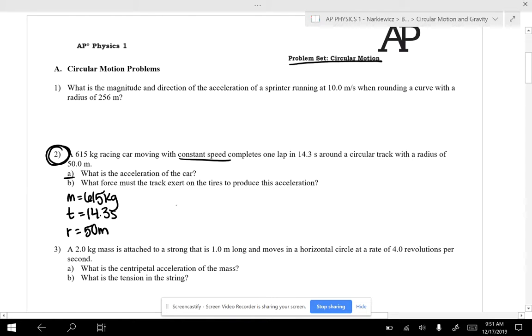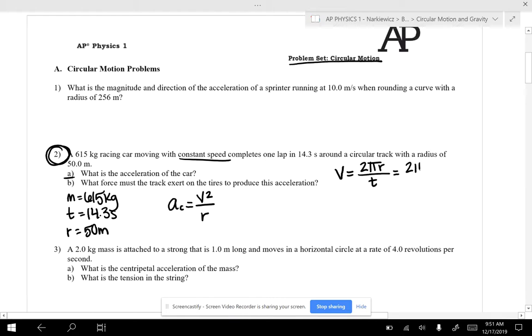Remember, we have a specific acceleration for things moving in a circle, the centripetal acceleration. This equation is on your reference table, and it's the velocity squared over r. But the thing is, we don't have the velocity. So if you remember, I told you guys to memorize this equation, that the velocity is 2 pi times the radius, that's the circumference, over that period, or time to complete one loop.